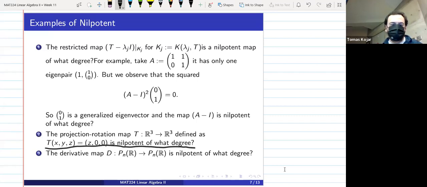Even from Zoom people, do Zoom people know what's the degree of this map? I promise I'll check the chat. I stare at the chat. Oh, yeah, they can't hear you, so it doesn't matter. Zoom people, what do you think is the degree of the nilpotency for this guy? So, T to what power? Becomes the zero map.